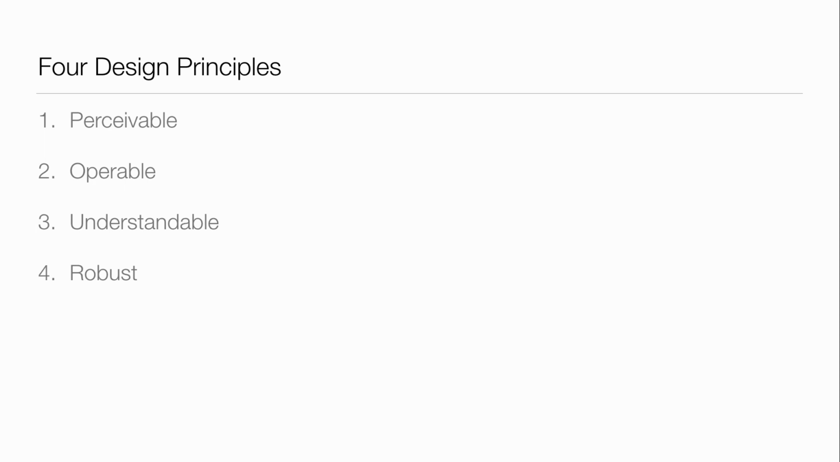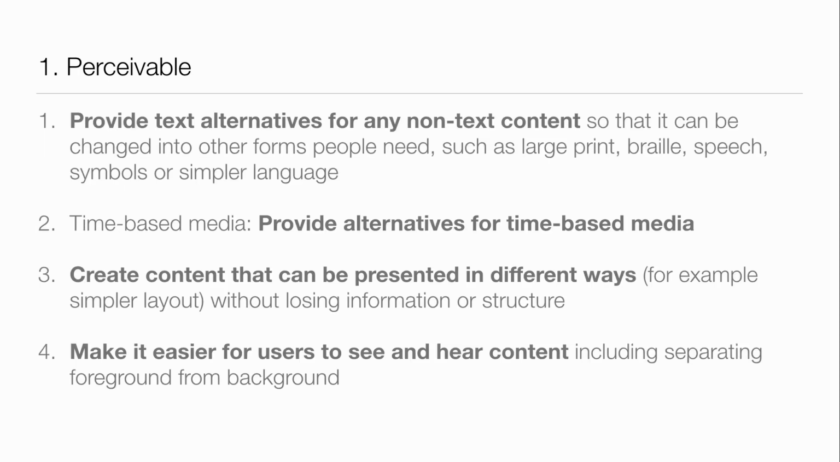We're now going to go through each of these 4 areas in detail. So if you're perceivable, then you are providing text alternatives for any non-content. You are providing alternatives to time-based media. You're creating content that can be presented in different ways, and you're making it easier for users to see and hear content. All you have to do is go through these 4 sections and say, yep, I am doing this.